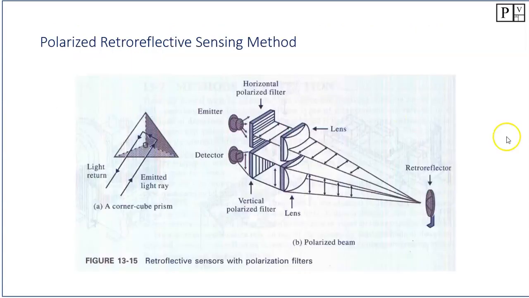Okay, this one's a little bit trippy, but you can see here that the light is going out, hitting the reflector, and then changing by 90 degrees to come back, and the filter is only allowing that polarized light to come through.